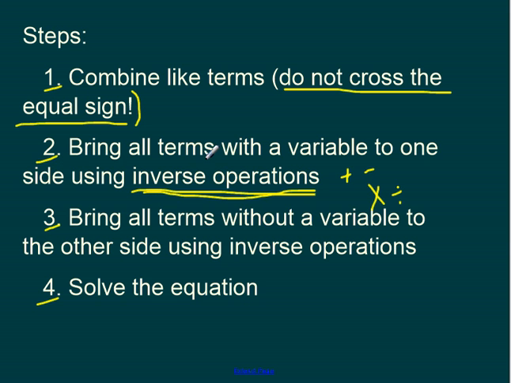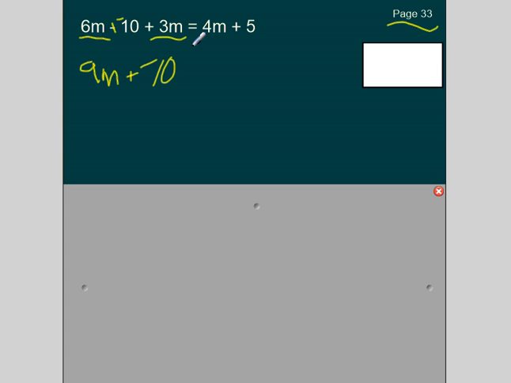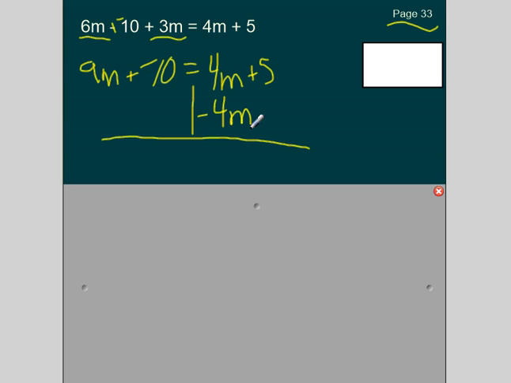So step number 2 says to bring all of your terms with a variable to one side of the equal sign. So I have on the left-hand side 9m plus negative 10, and then I have 4m plus 5. And I'm going to need to bring all of my variable terms, so I have 4m and 9m, to the same side of the equal sign. And I can do that, watch how cool this is, by saying, okay, well, if I have 4m over here, I don't want that on that side anymore. So I'm going to cancel that out by subtracting 4m. But whatever I do to one side, in order to keep the balance, I have to do it to the other side. See, you can move an entire term over. The 4m and the minus 4m cancel, and then I have 9m minus 4m, which gives me 5m.